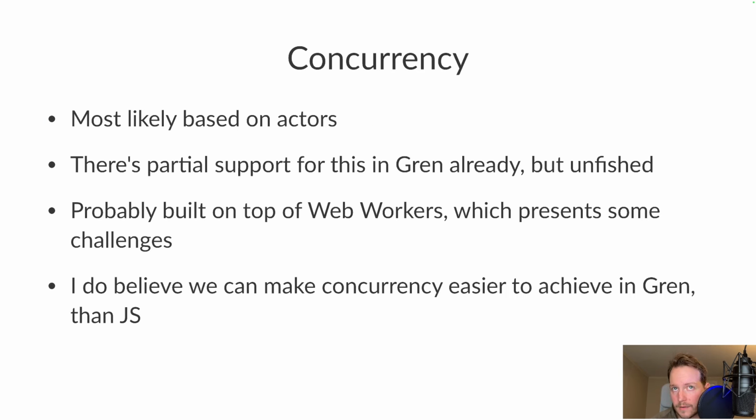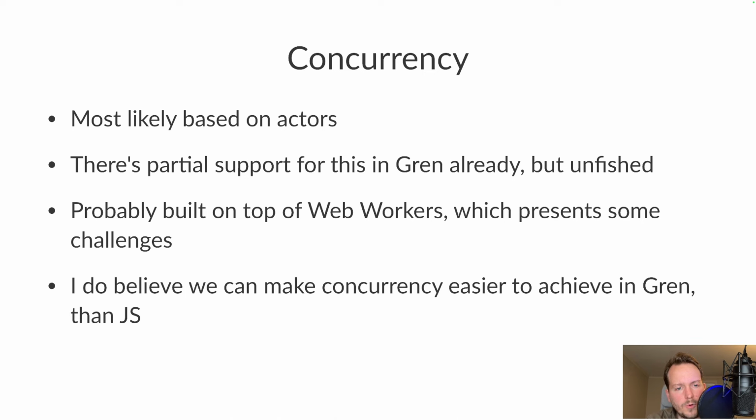We also need to figure out concurrency. Most likely Gren will use an actor-based system for concurrency, and this is partly because Elm almost already works this way. If you look at how the init and update functions work, they're essentially ways of defining an actor, where the init function returns the initial state of the actor and the update function defines how to react to incoming messages, and the subscription function essentially allows you to listen on some other actor.